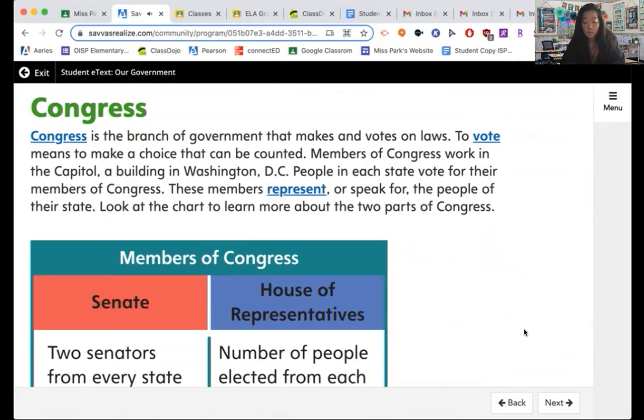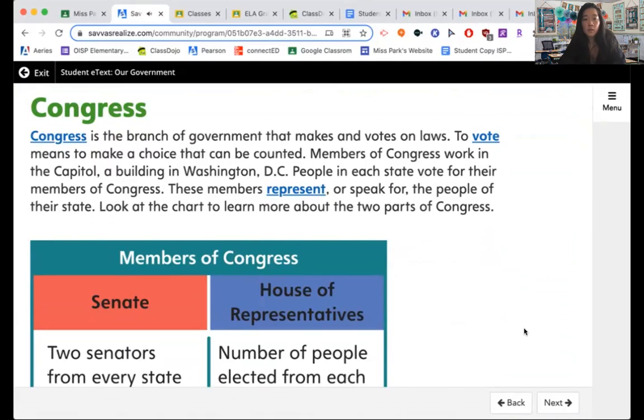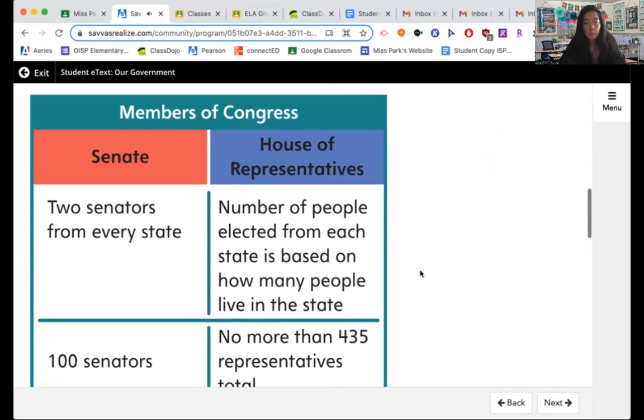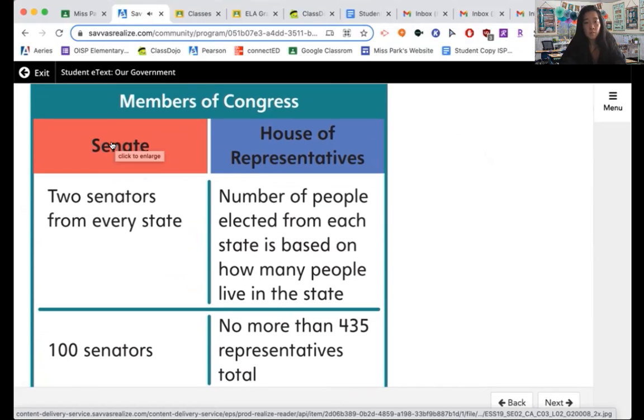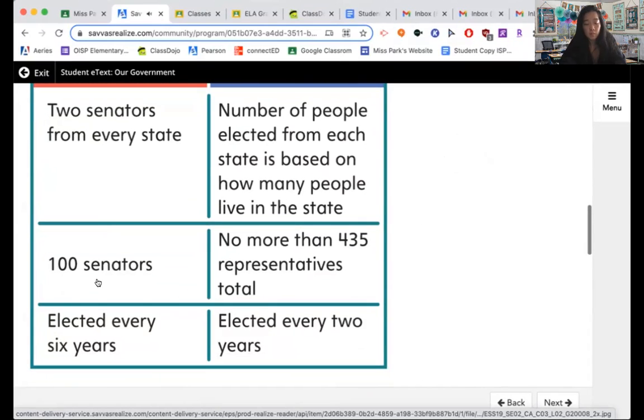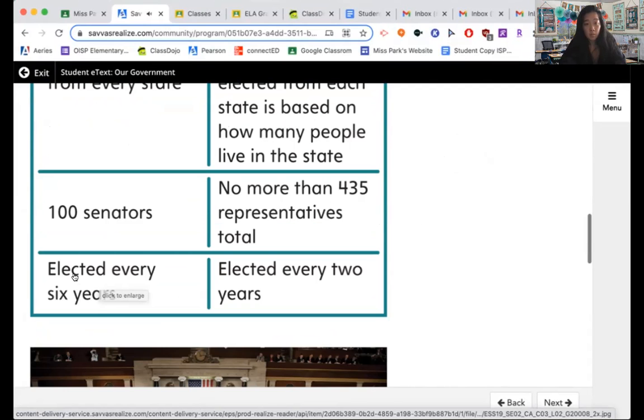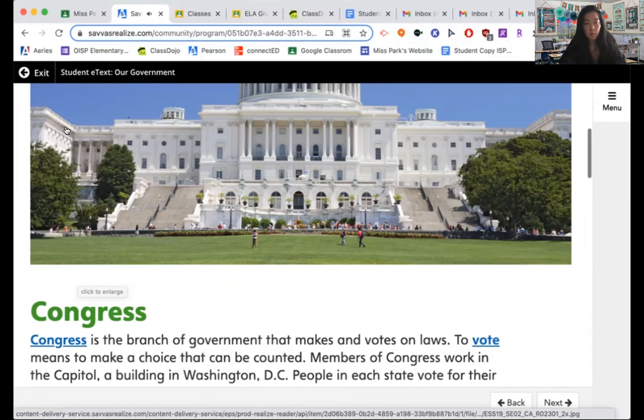Members of Congress work in the Capitol, a building in Washington, D.C. People in each state vote for their members of Congress. These members represent, or speak for, the people of their state. Look at the chart to learn more about the two parts of Congress. Members of Congress. Senate. 2 senators from every state. 100 senators. Elected every 6 years.